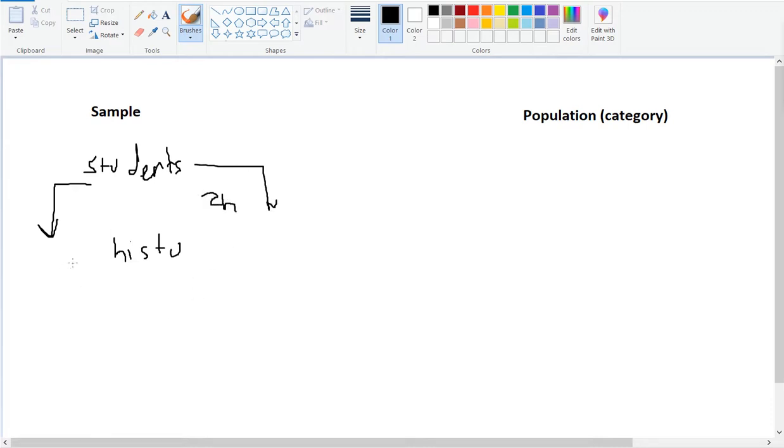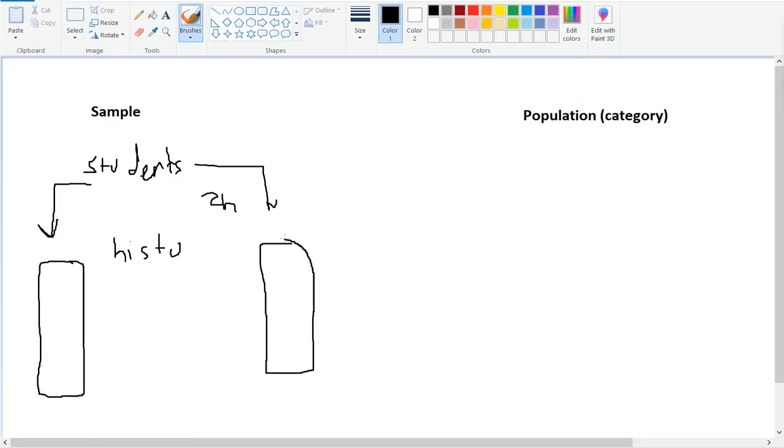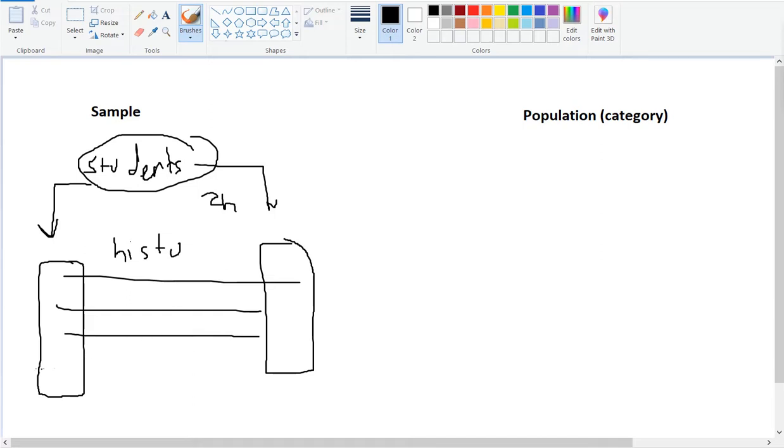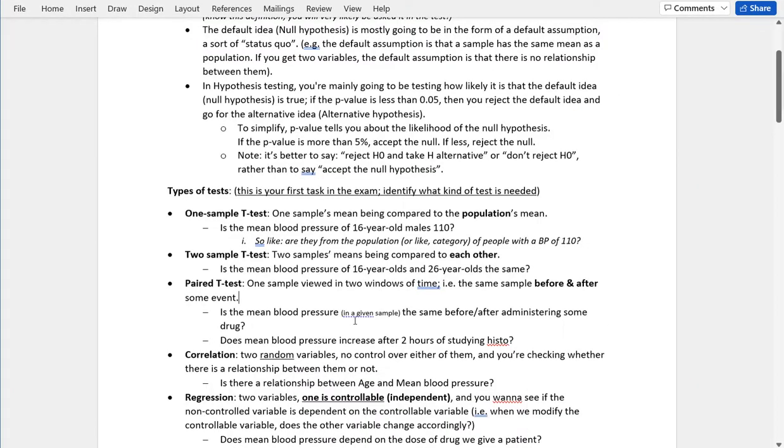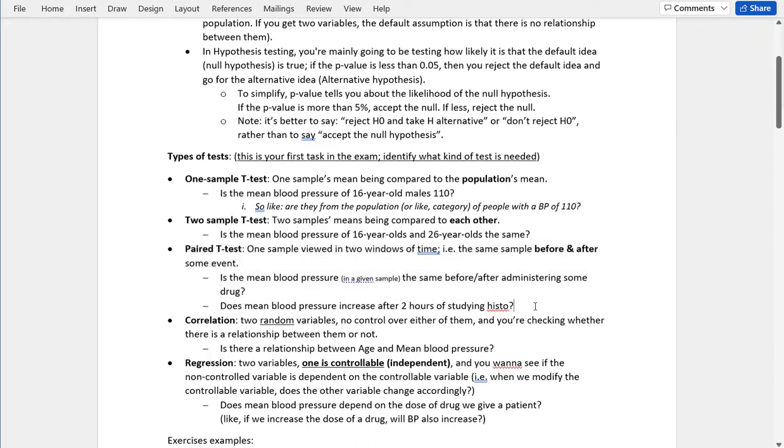So this is a list of their blood pressure, and this is their list of blood pressure 2 hours after. This is a paired t-test, because it is the same sample of people within two different windows of time, before histo and 2 hours after histo. Now you are comparing their blood pressures. They are paired together because it is a single sample. It's not a two sample test, it's a single sample of students before and after some event. So that is a paired t-test. We gave the examples of it right here. I hope that's all clear.